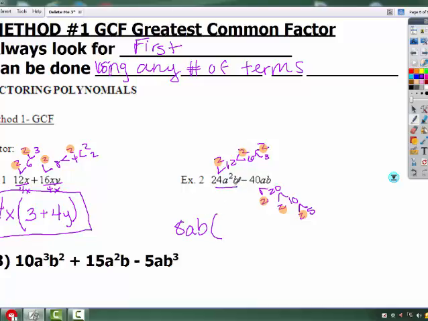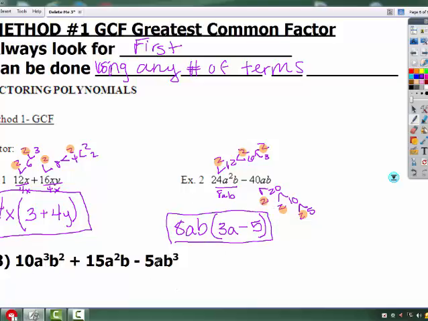And again, we're going to think about this as dividing it away. What would you be left with? Well, if we take 8 away from the 24, we'd be left with a 3. If we take a away from a squared, we'd be left with a, and the b's will cancel. For your second term, we'd be left with 5 and nothing else. The variables are on the outside here already. So we've now changed this to multiplication.